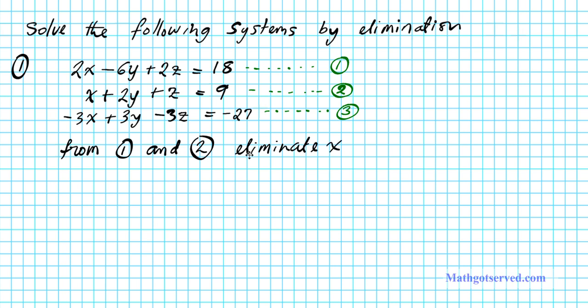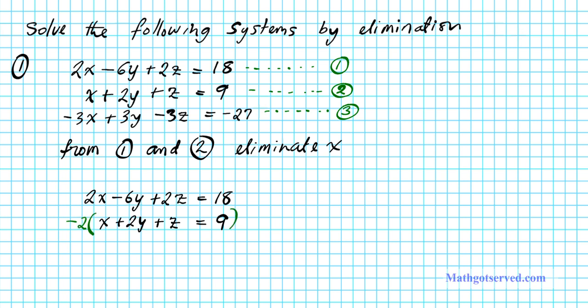So let's go ahead and extract equation 1: 2x minus 6y plus 2z equals 18. And then let's extract equation 2: x plus 2y plus z equals 9. Now to eliminate this by linear combination, we want to create opposites with the x's. This has a 2. What is the opposite of 2? Negative 2. So you see the beauty of having a coefficient of 1 here? By simply multiplying by negative 2, I can arrive at the opposite. So I will multiply the second equation by negative 2.